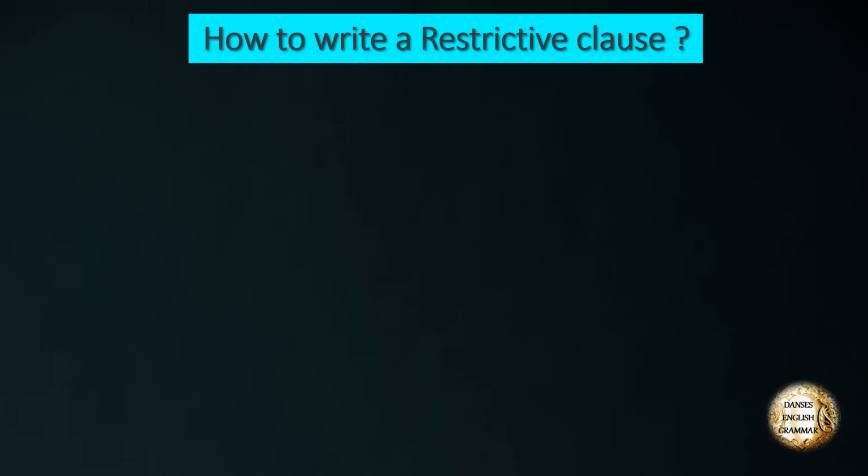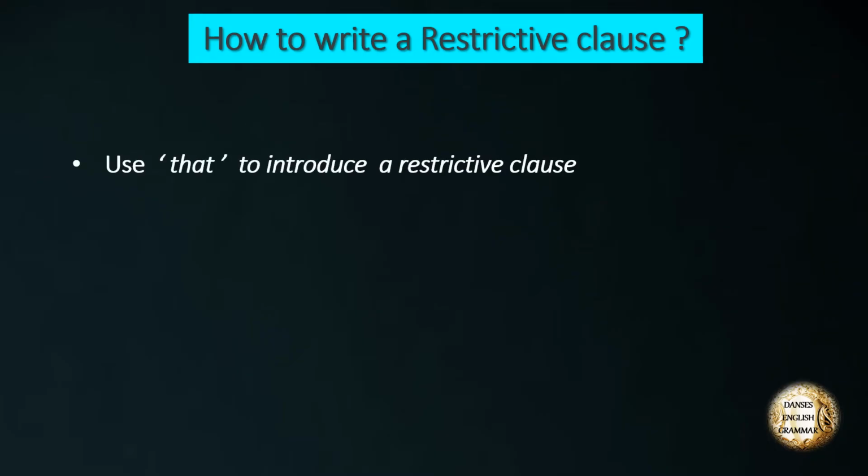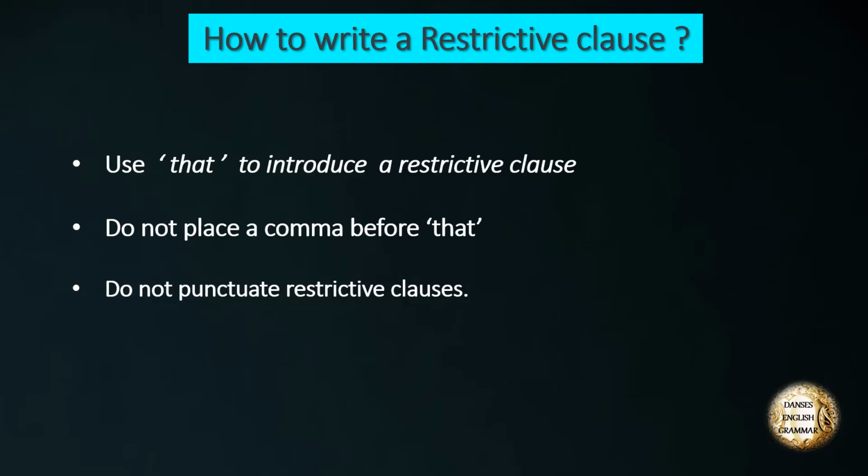Now, how to write a restrictive clause? First thing, you have to remember you need to use that to introduce a restrictive clause. And do not place a comma before that. Do not punctuate restrictive clauses. So I hope I've told you three things. One, use that to introduce a restrictive clause. Two, do not place a comma before that, and three, do not punctuate restrictive clauses.